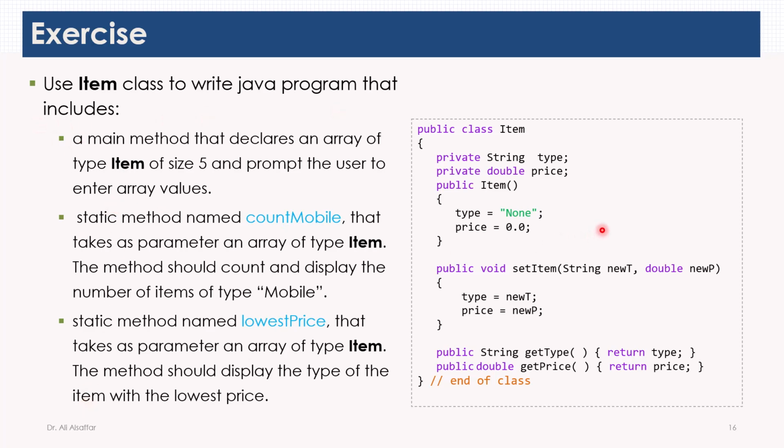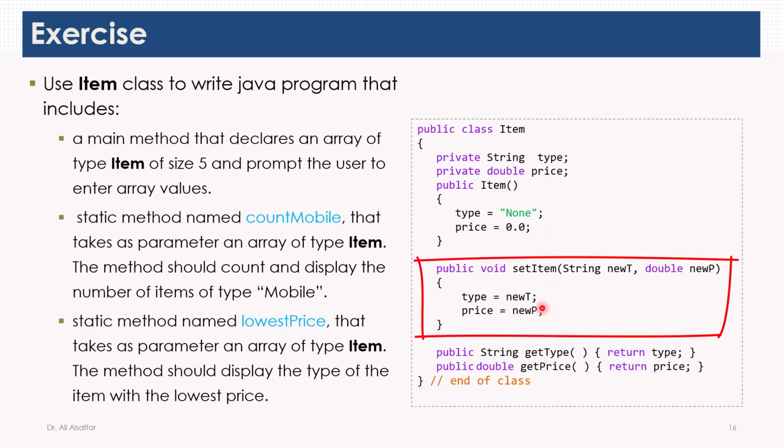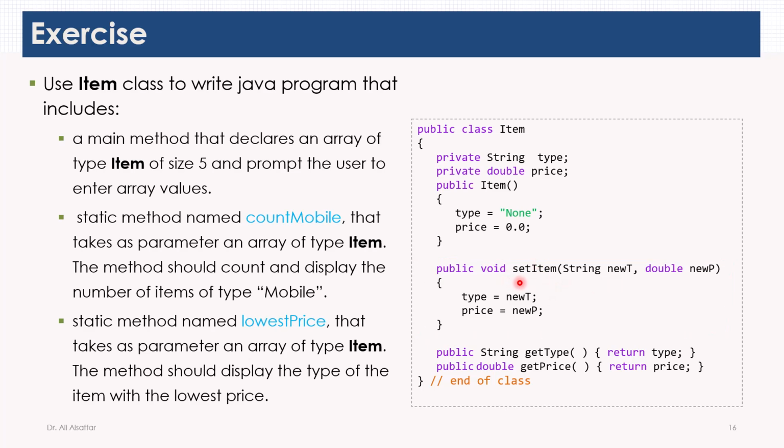Let us have a look first at the definition of the class, and identify its data members, the constructor, and the methods. It has 2 data members, which are type as a String and price as a double. There is only one constructor that initializes type and price, with the default values none for type and 0 for price. And there is only one unified set method that sets both data members using one method. And finally, we have 2 getters, one for each of the data members of the class. Let us see what is required in this exercise.